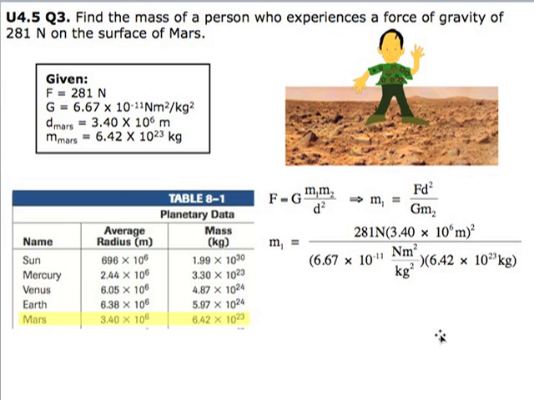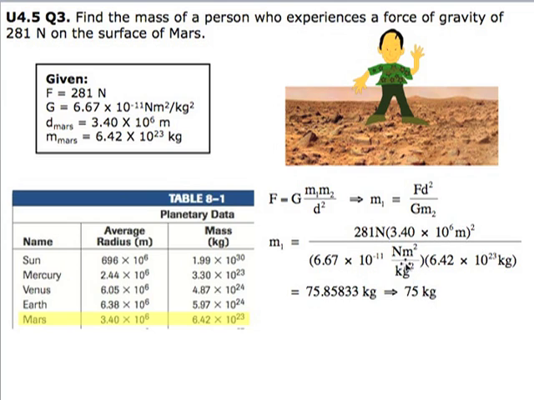All we need to do is put in our numbers and get our calculators out: 281 times 3.4 times 10 to the 6 squared, over 6.67 times 10 to the negative 11 times 6.42 times 10 to the 23rd. When you put those numbers into your calculator, we got 75.858333, and it keeps on going. To get the right number of significant figures, we have two significant figures right here, so our answer needs to be 2, so 75 kilograms.